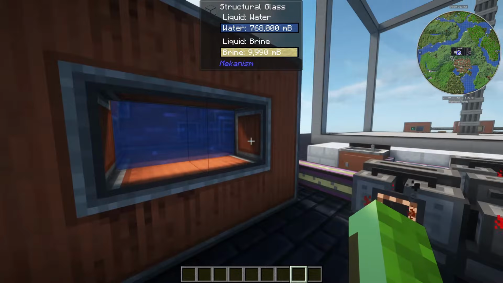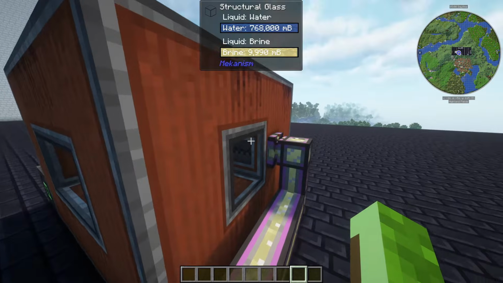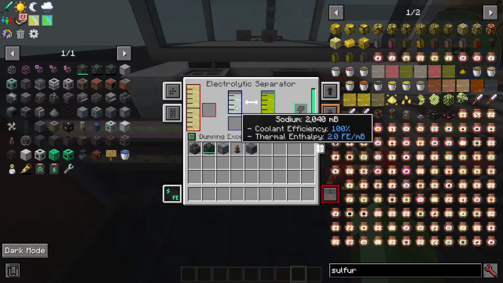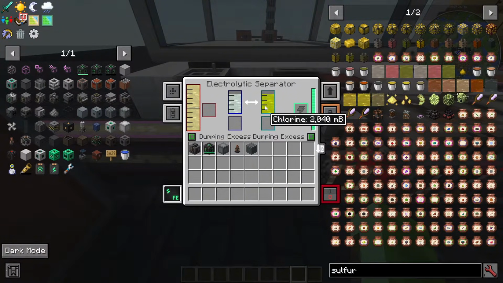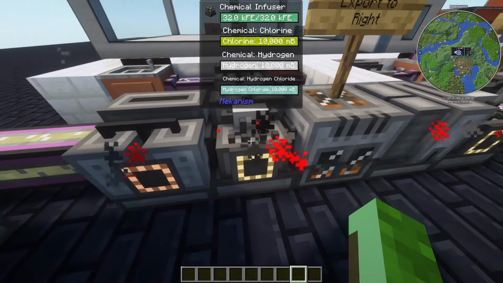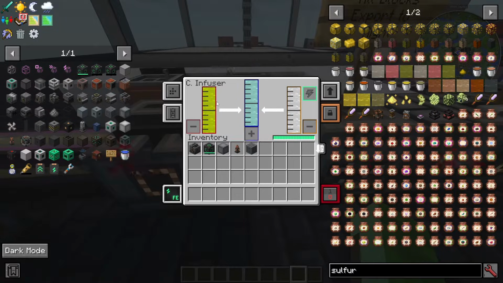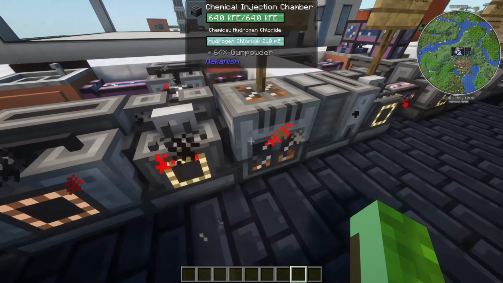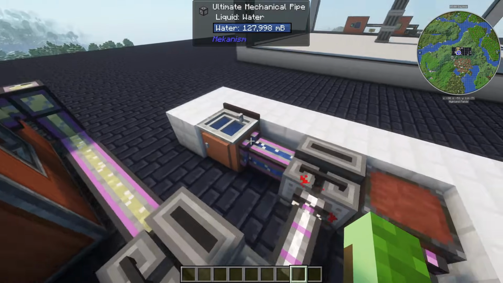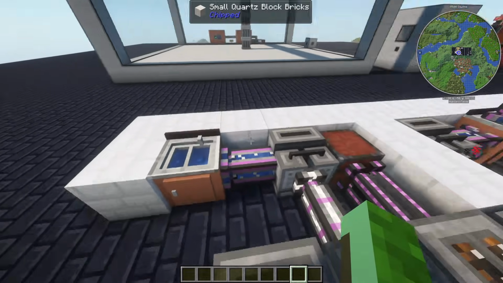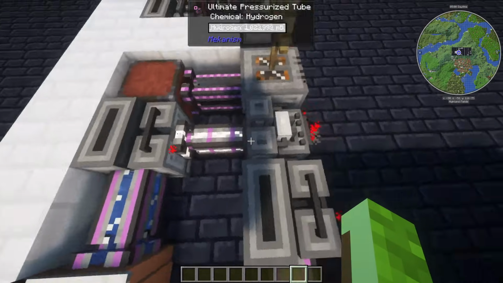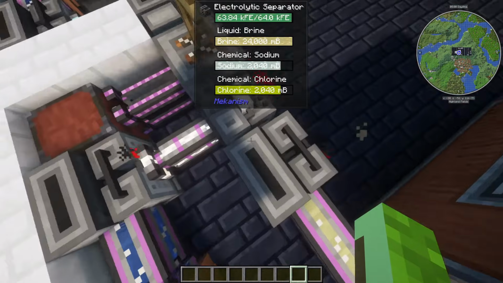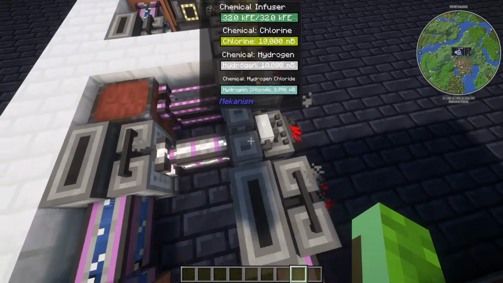We are making brine here. The brine is being exported from the back, imported into an electrolytic separator, and that is separating it into sodium and chlorine. To the right of that is a chemical infuser, which is accepting the chlorine, and then it's also accepting hydrogen from another electrolytic separator on the back. So it goes sink, electrolytic separator, which then brings hydrogen in the back, and then brine, electrolytic separator, which then brings chlorine from the side.